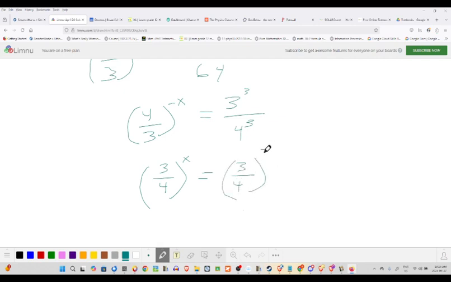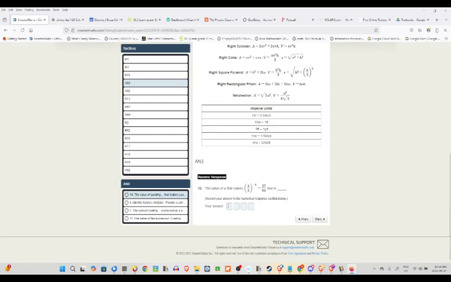Because the exponents match, we bring the 3 out. So x would have to equal 3. If x equals 3, then 4 over 3 to the negative 3 would work. If you're not sure, you can always plug 4 over 3 to the negative 3 into your calculator, ask it to write it as a fraction, and see that it does come out as 27 over 64. So this exponent is 3.